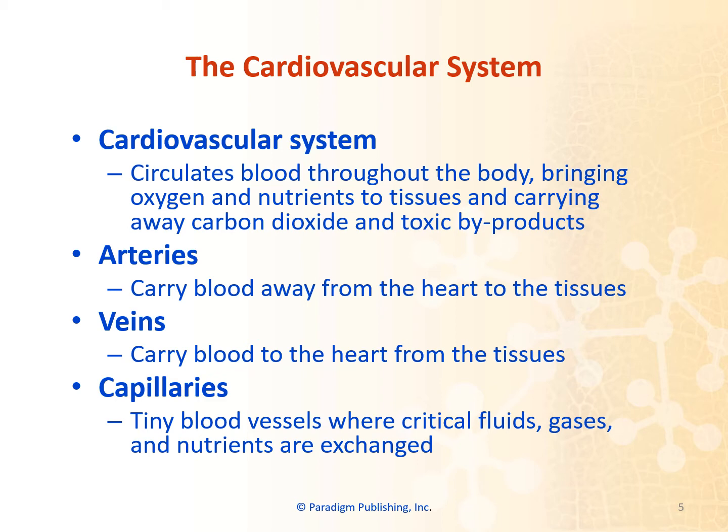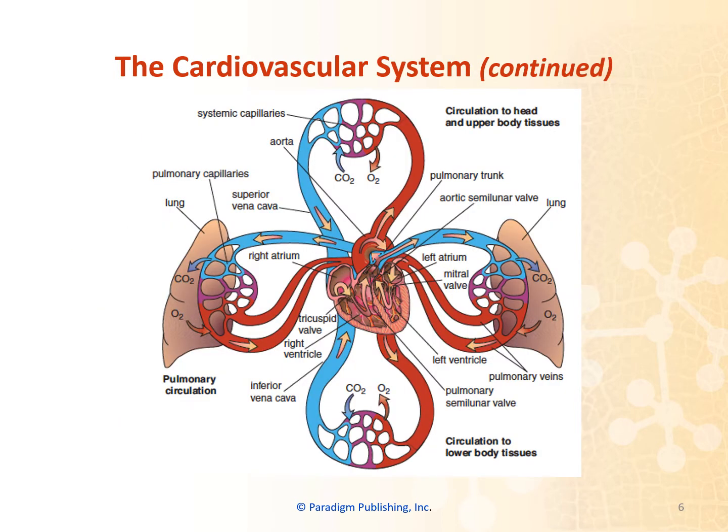So the cardiovascular system circulates blood throughout the body, bringing oxygen and nutrients to tissues and carrying away carbon dioxide and toxic byproducts. The arteries carry blood away from the heart to the tissues. Veins carry blood to the heart from the tissues, and capillaries are tiny blood vessels where critical fluids, gases, and nutrients are exchanged. Here's a model of the cardiovascular system. You'll see the different capillaries here and pulmonary capillaries in the lungs.